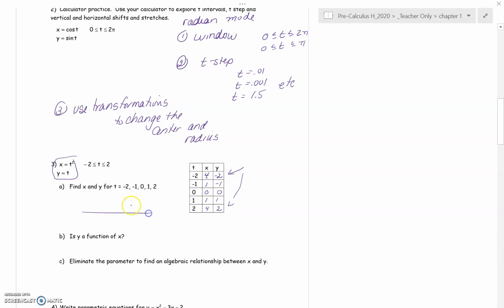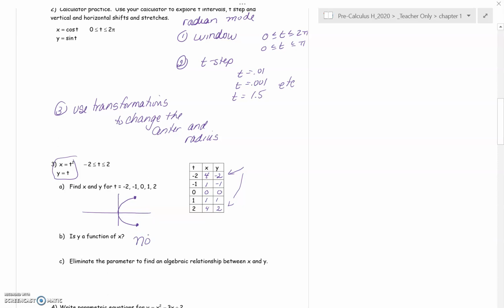Or you might even want to pause the video and try to sketch a graph with the points that are given. Go ahead and pause the video now. Okay, so notice that you have a point at (4, -2) and (4, 2). So you do not have a unique y value for every x. So y is not a function of x. It does not pass the vertical line test.